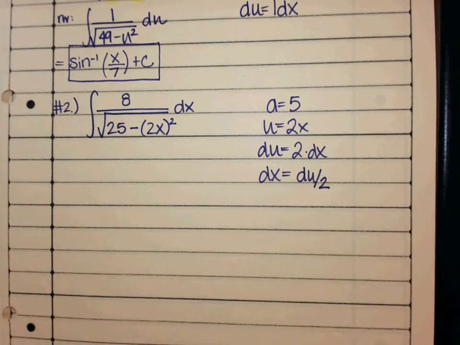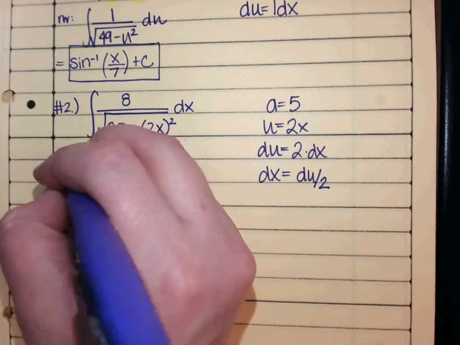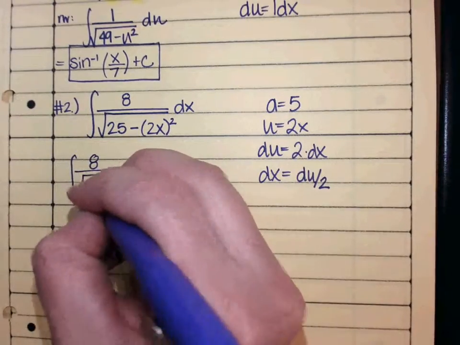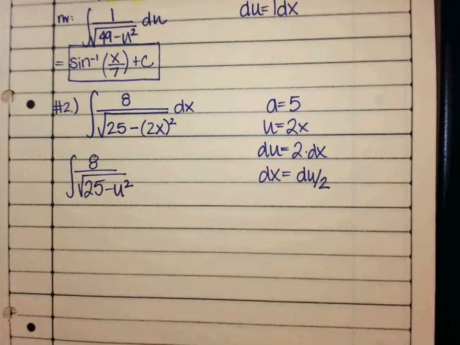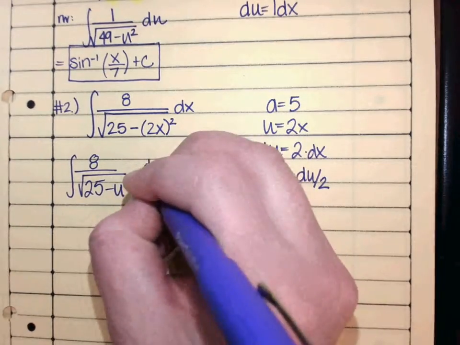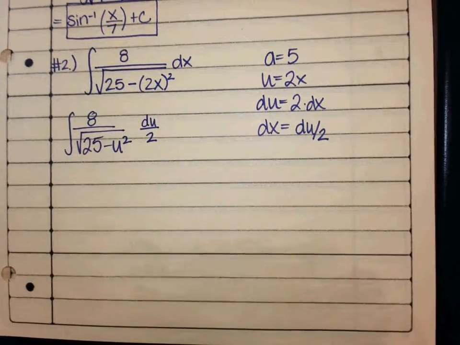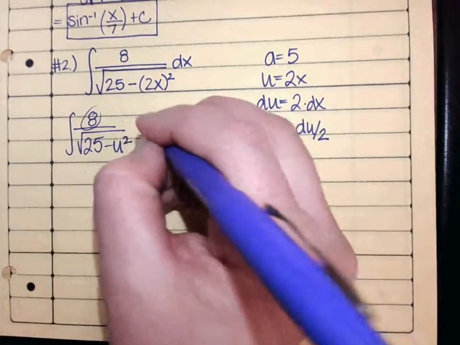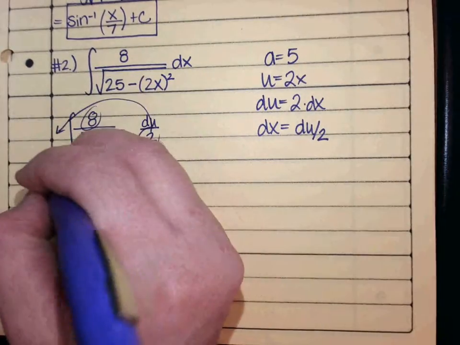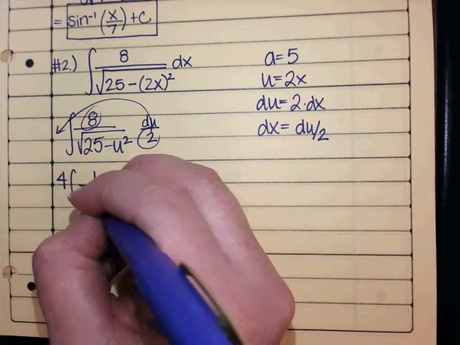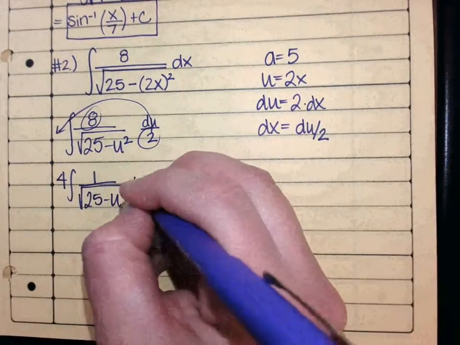Okay, we're going to rewrite our integral. So it'll be 8 on top, square root 25 minus u squared, and then dx is now a du over 2. Now, if I had an 8 on top and I have a divide by 2 extra, what am I going to bring out to the front? Okay, so I'm going to have these guys come out to the front, and now I have a 4 integral 1 over square root 25 minus u squared du.